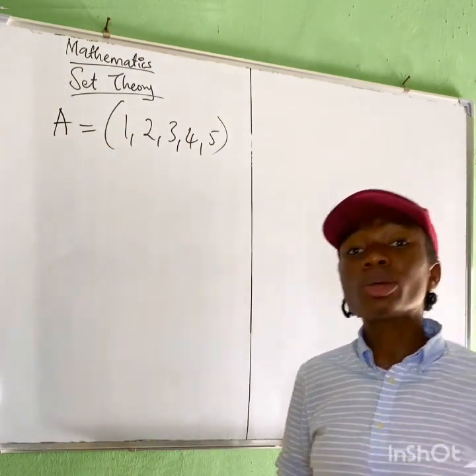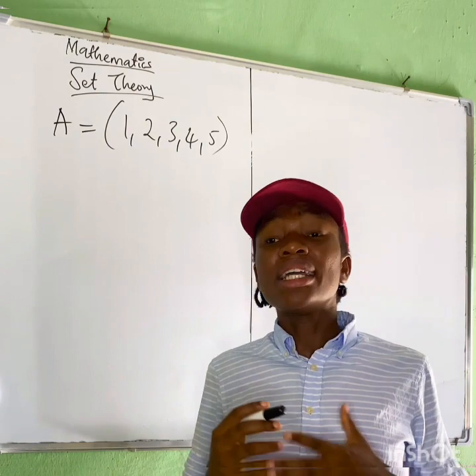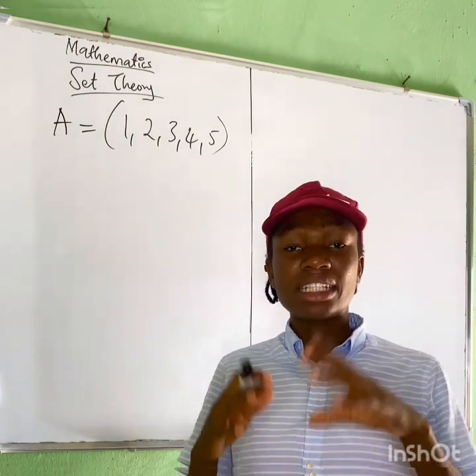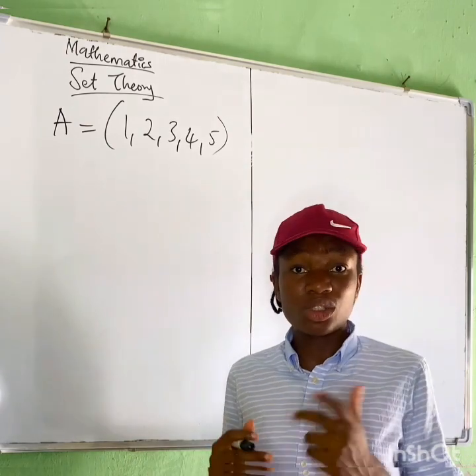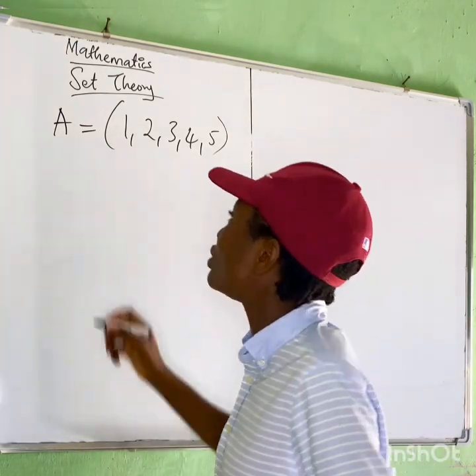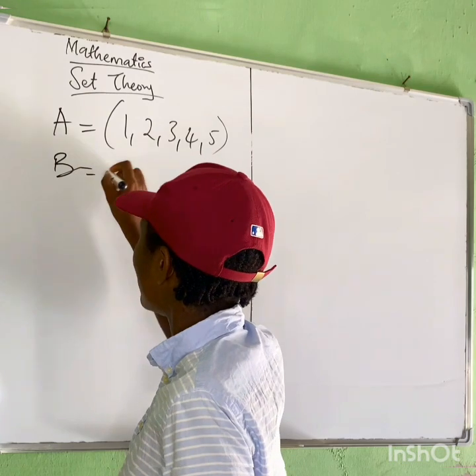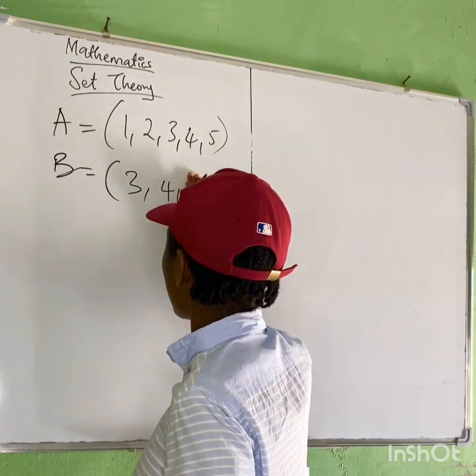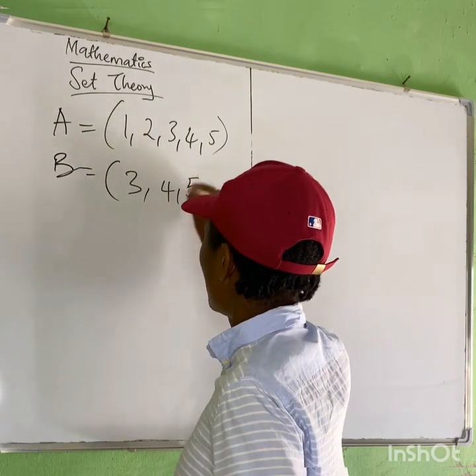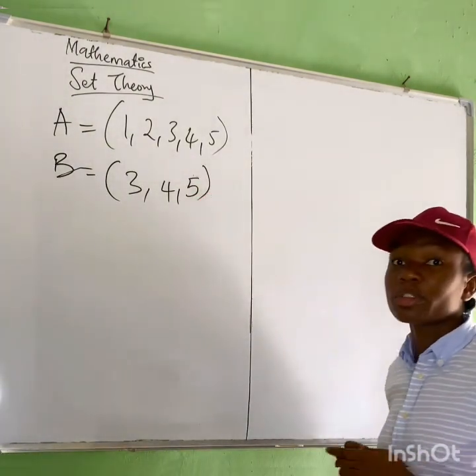Now we can also have something like a subset. A subset is like a baby set, a child set. When we have a subset, it means the main set becomes the universal set. Now let's assume we have another set B. The elements of set B are 3, 4 and 5.